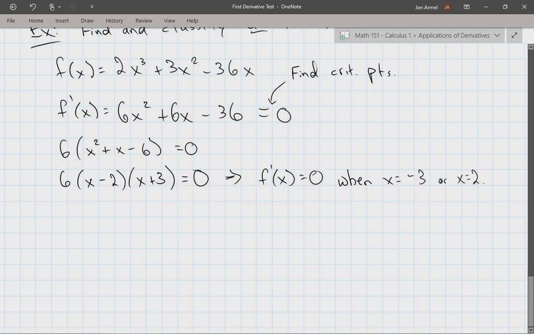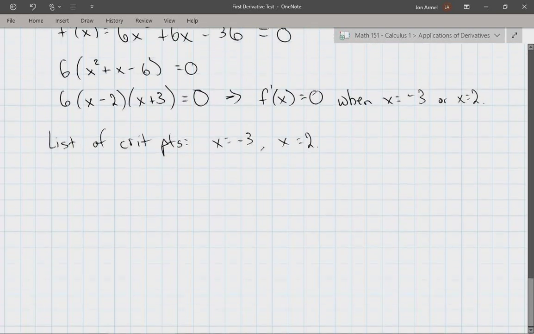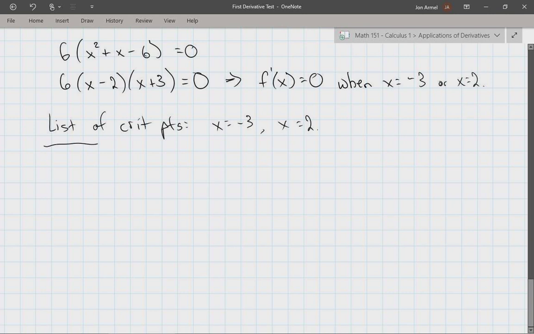All right, so these are the critical points. This is step 1, list of critical points. I guess I can write it out explicitly here. List of critical points is x equals negative 3 and x equals 2. Okay, so now I need to classify them. So that is step 1 of my algorithm, make a list. Those are the only possible places that my function can have a local max or min.